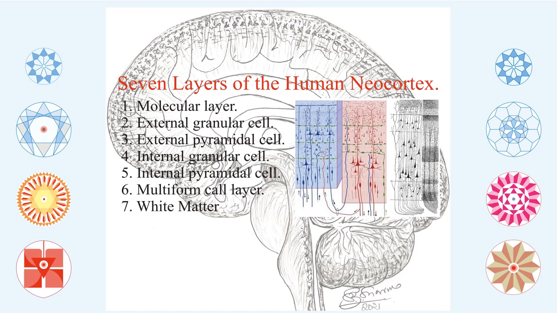Ionosphere layer, Schumann, that picture I have already shown, so let's not waste time on that. Then you have internal granular layer, internal pyramidal, multiform cell layer, and white matter. Now, as a result, you can see the integration between pictures and then see how these pictures actually help you understand things better.